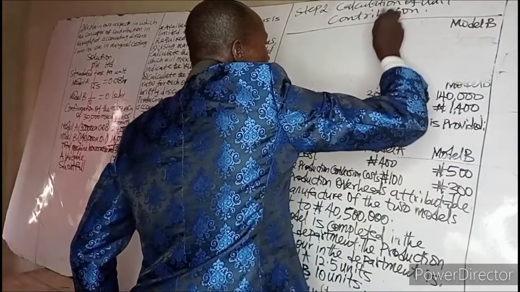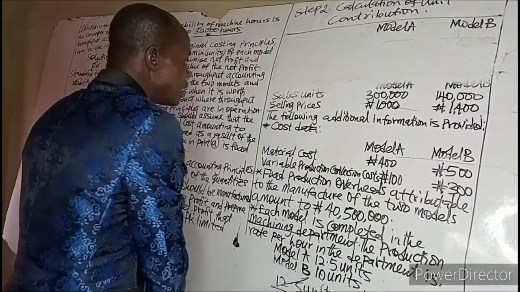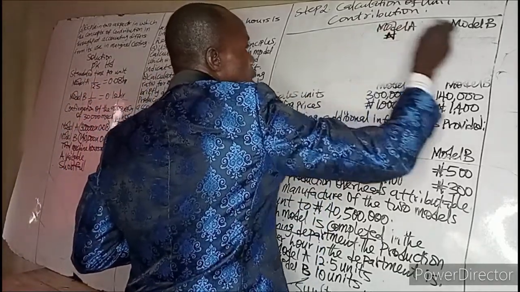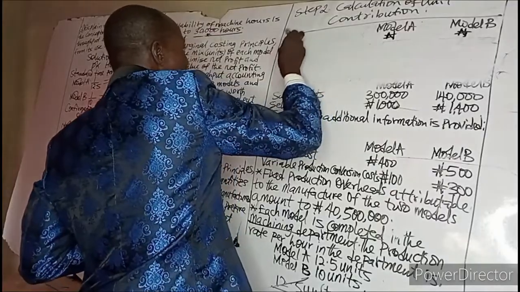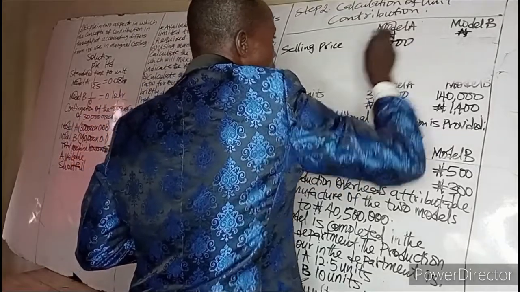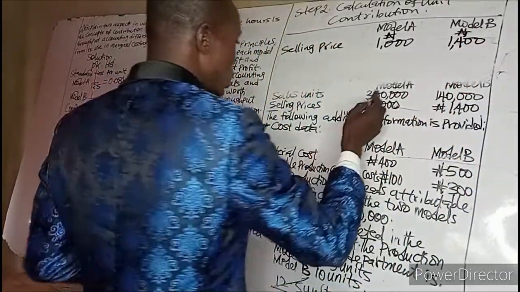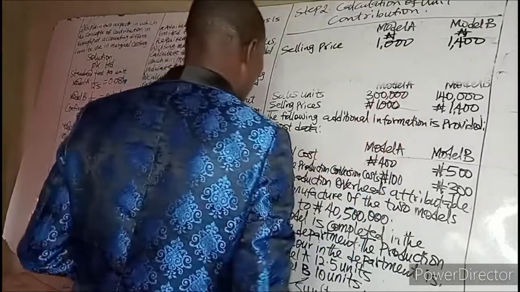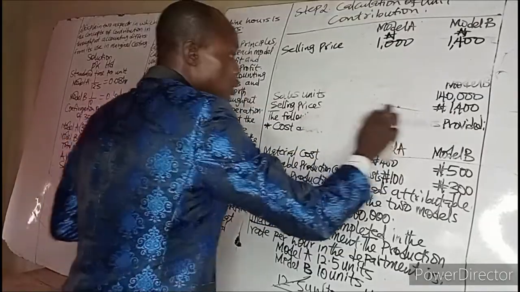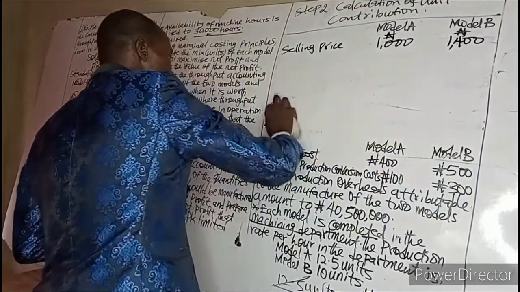We have model A and model B. Remember, contribution is selling price less variable cost. And the selling price for model A is $1,000. And that of model B is 1,400. Remember, the units demanded are 300,000 and 140,000. I want to rub it off. It will be used later on, so that you will not be wondering how I got 300,000 and 140,000 as the quantity.